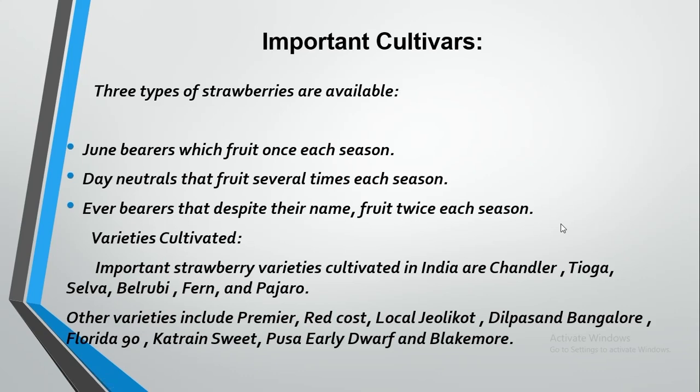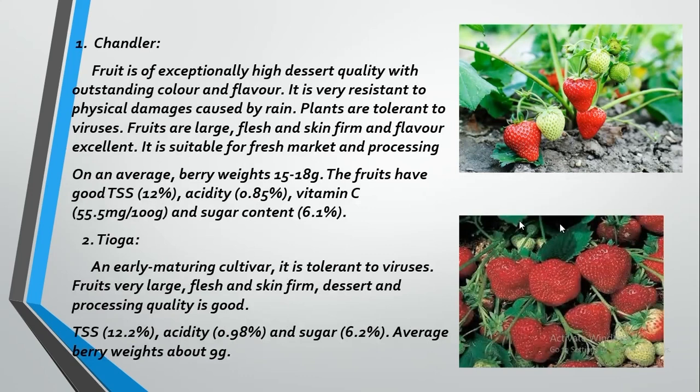Others are Tioga, Selva, Bale Ruby, Fern, and Pajaro. So, Chandler. It is having high dessert quality and it has outstanding color and flavor. It is resistant to physical damage caused by rain and also tolerant to viruses. The fruits are large, flesh and skin is firm and has excellent flavor. So, berry weight on an average is about 15 to 18 gram. Vitamin C can be 55.5 mg per 100 gram. Sugar content around 6.1% and TSS around 12%.